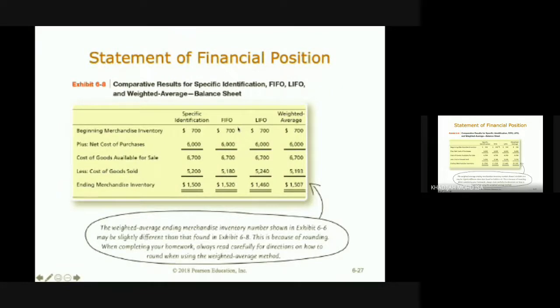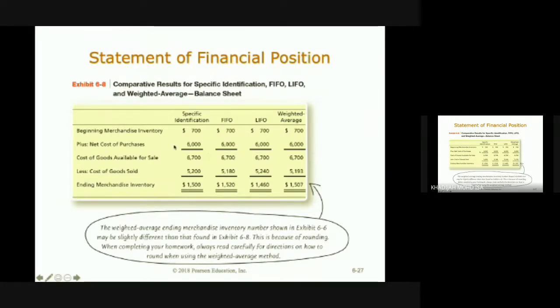Similarly, for FIFO, you have beginning 700, then you purchase 6,000. If you look here, the opening balance is always the same. Purchases are also the same, because the cost of purchases under every method is the same. What is different is the unit cost when you sell. Your goods available for sale is your opening plus your purchases. So in this case, you have 6,007, 6,007.